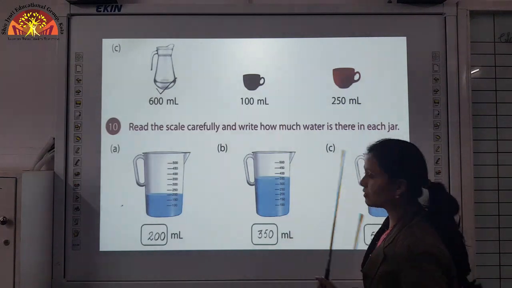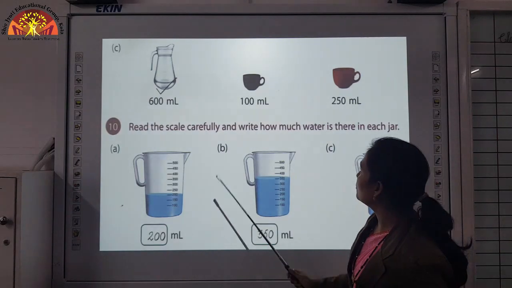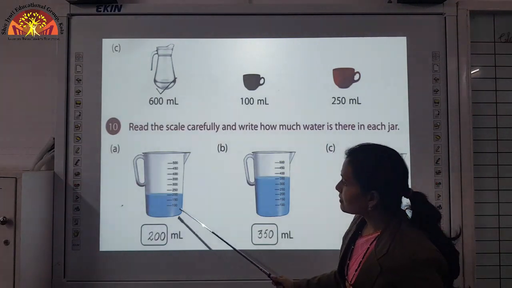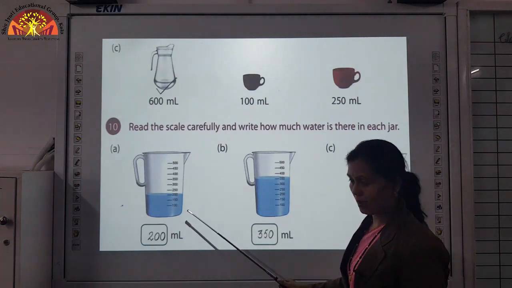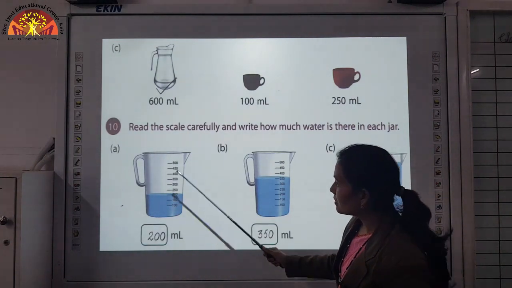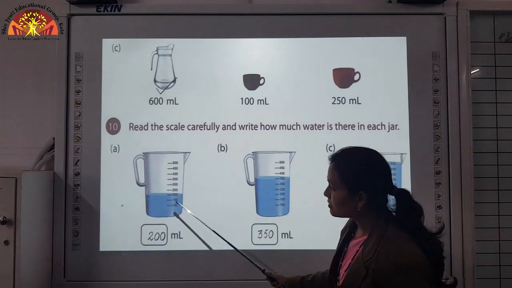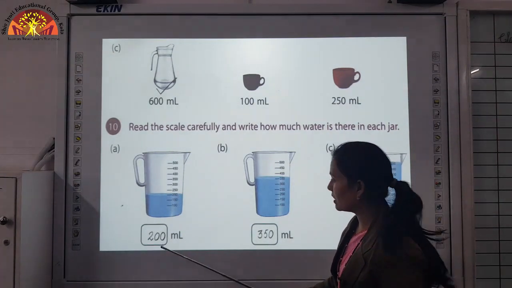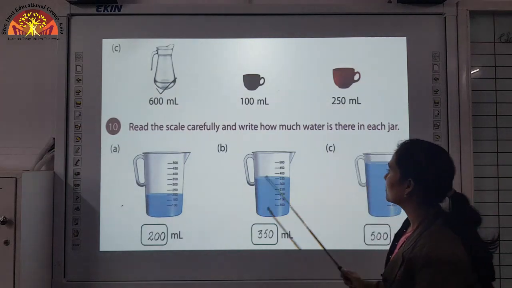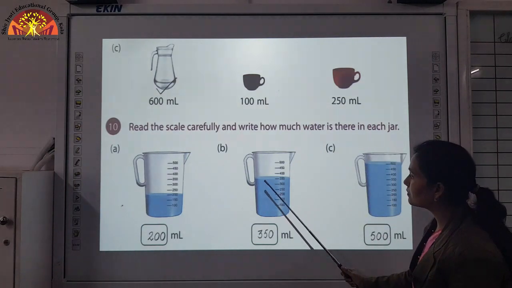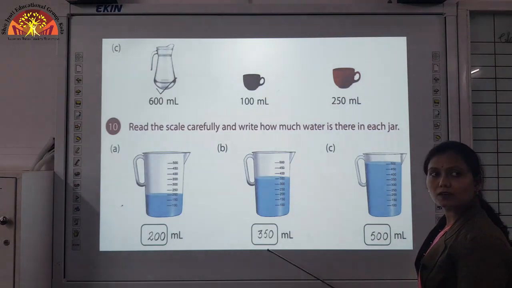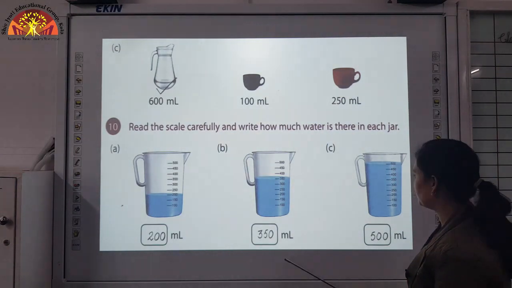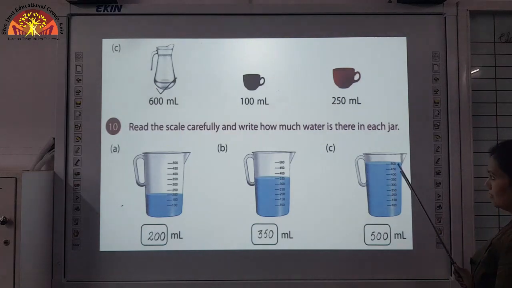Here we have 3 jars and we have to read the scale to find how much quantity is there in each jar, right? As you can see, the level of first jar is 200 milliliter. So we will write here 200. In this, the level of this liquid is at 350. So we will write here 350 milliliter. Next, this is 500 milliliter.